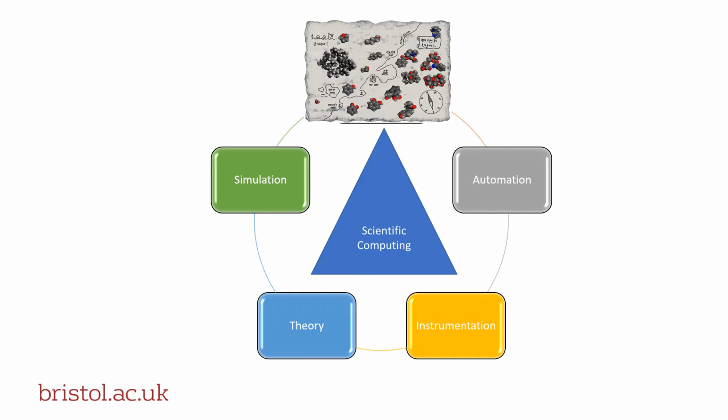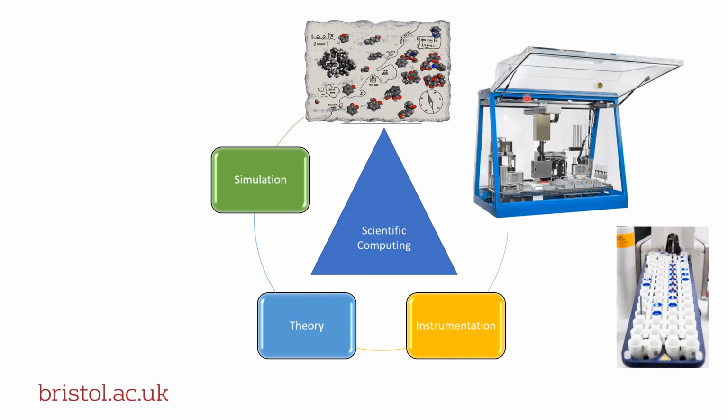So if we start here at the top, let me just change my pointer so you can see what I'm talking about. What I've put up here is essentially a treasure map of molecular structures, and in my talk today I'll introduce you a little bit more into how we can use computational approaches to map out this chemical space. And then if we go clockwise around this cycle, the next bit we get to is automation.